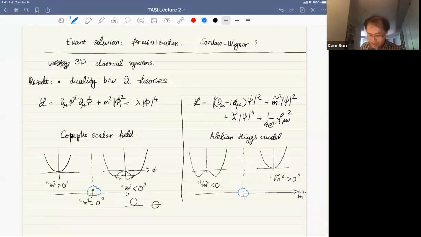Now, one thing that is not trivial to check is the mapping between the spectra on the two sides. We know that in the complex scalar field theory, on the spontaneously broken phase side, there is a Goldstone boson, a Goldstone that is massless, which disappears at the phase transition. Here, on the other side, we have a massless photon.